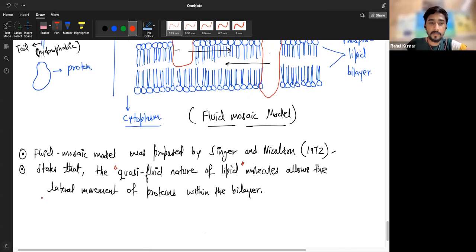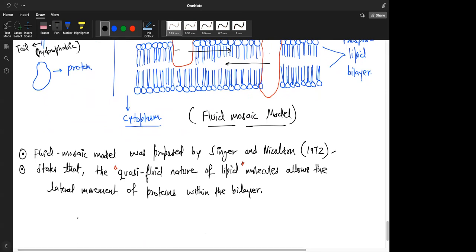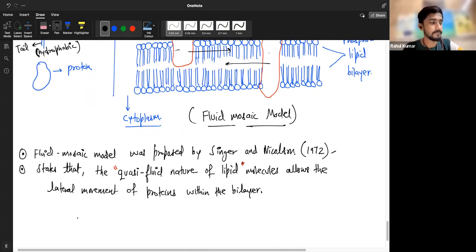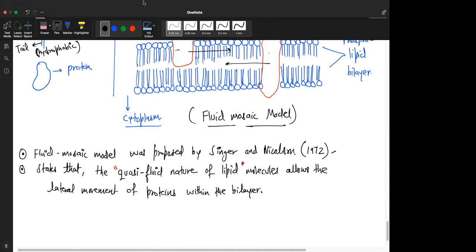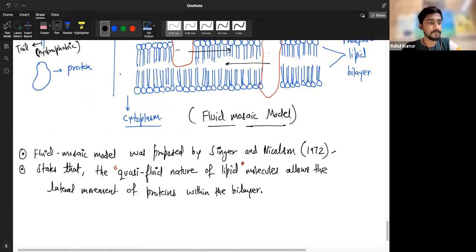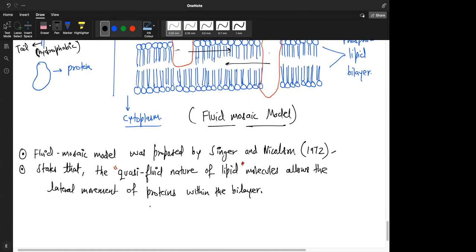Now write down the last point: this ability to move within the membrane is called the fluidity of the membrane. Okay?